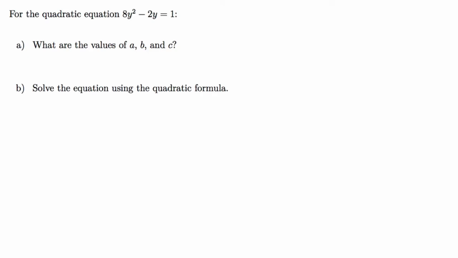Well, before we can answer that question, we need to make sure that our equation is set equal to 0. So we'll take the equation 8y squared minus 2y equals 1, and we'll set it equal to 0 by subtracting 1 from both sides, giving us the new version of the equation, 8y squared minus 2y minus 1 equals 0. You never want to identify your a, b, and c values until your equation is actually set equal to 0.